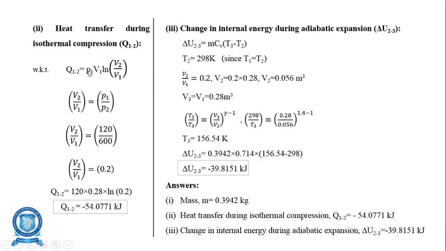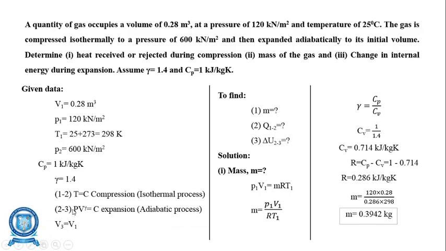By substituting in this equation, you will get Q1 to 2, the heat transfer, heat received or rejected during the isothermal compression, equal to minus 54.0771 kilojoule. So we can write that the heat is rejected. In this question they have asked: determine the heat received or rejected. So after finding the answer you have to write whether the heat is received or rejected.